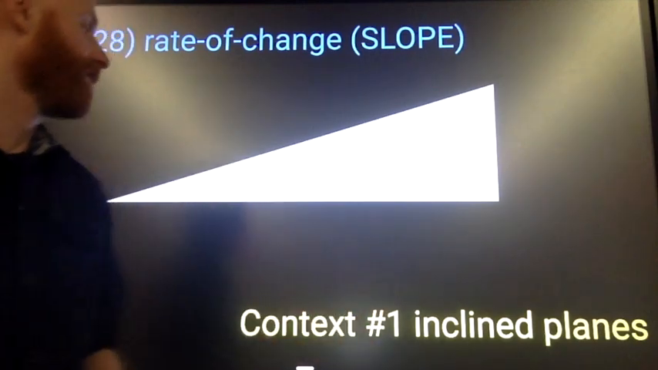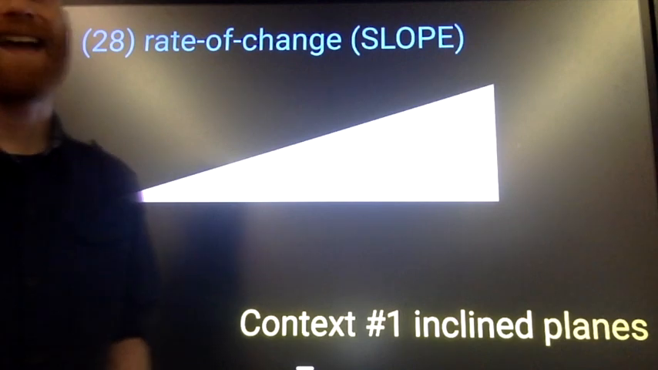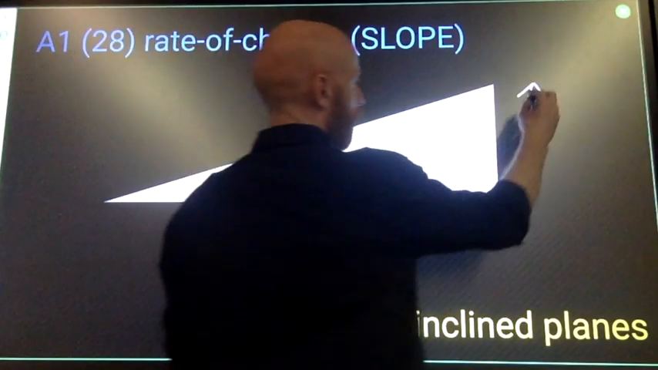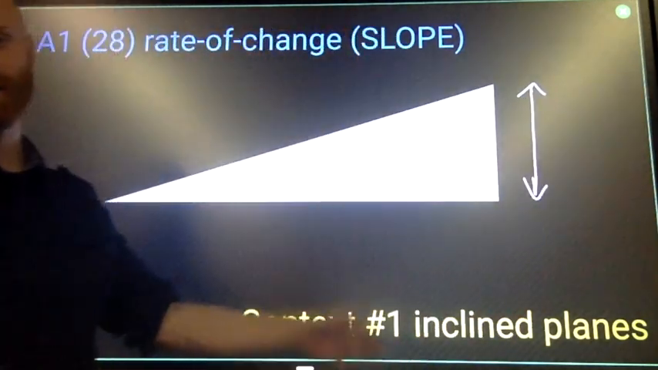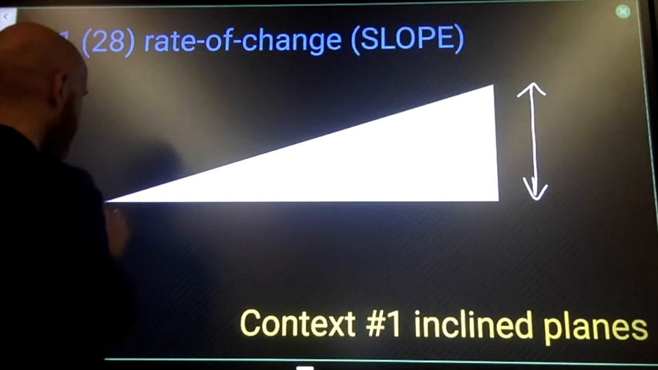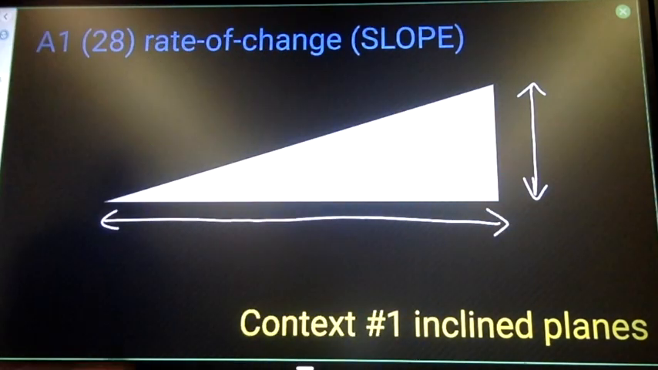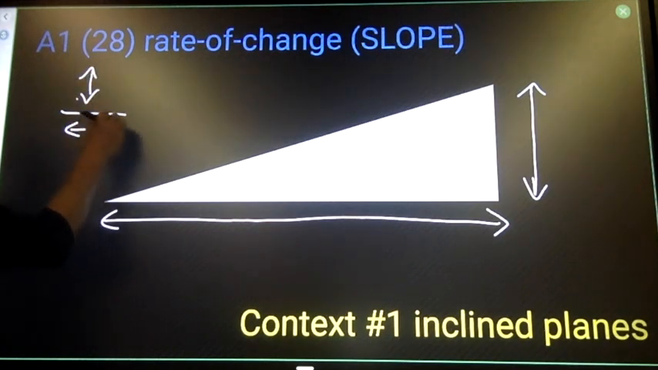I'm going to show you a bunch of different contexts that we talk about slope. But in every context, we're really talking about the same thing. We're talking about a distance that is changed vertically, so up and down, divided by a distance that's changed horizontally. Okay, sometimes I write it like this: vertical change divided by horizontal change.